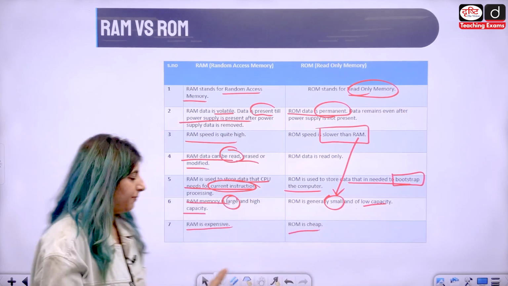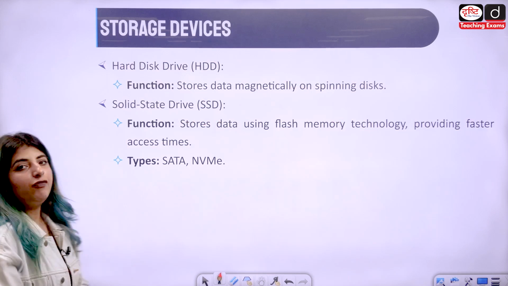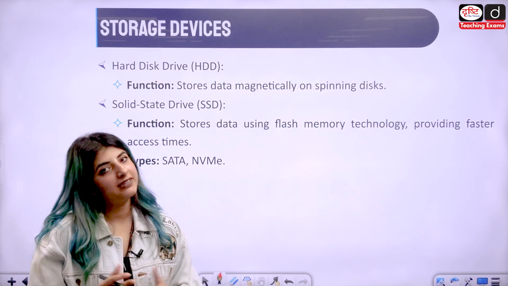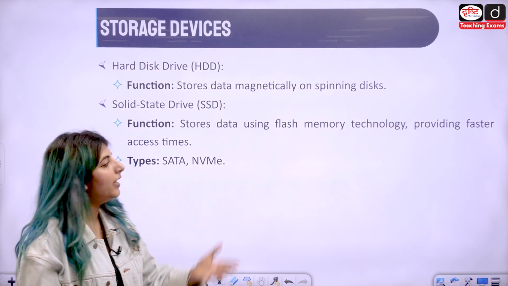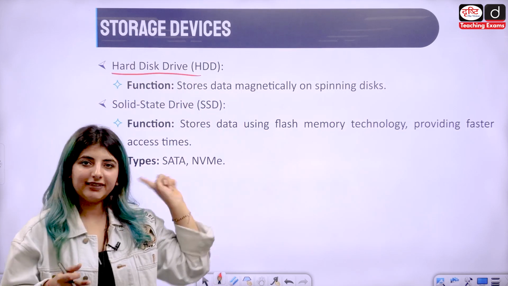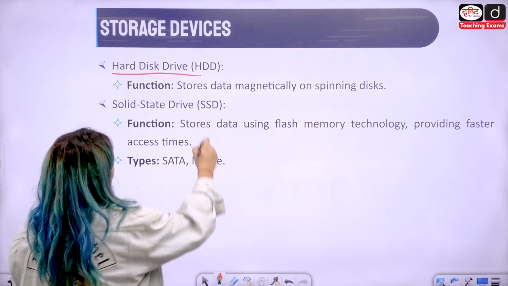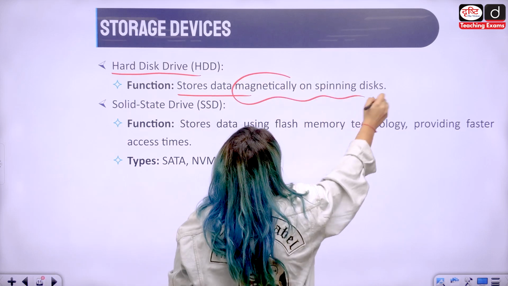So ROM is cheap. Moving forward to the storage devices as well, because they are also a component of hardware only. We have the hard disk drive. Its full form has time and again been asked. It stores data magnetically on a spinning disk.